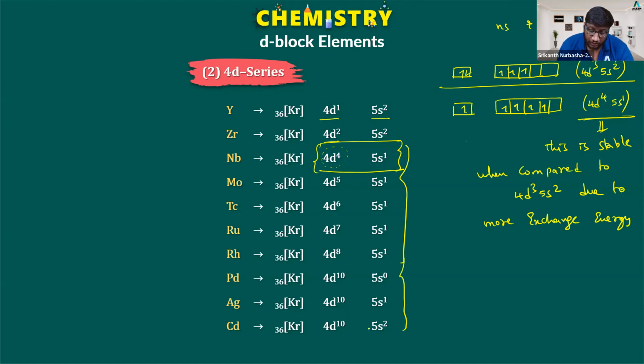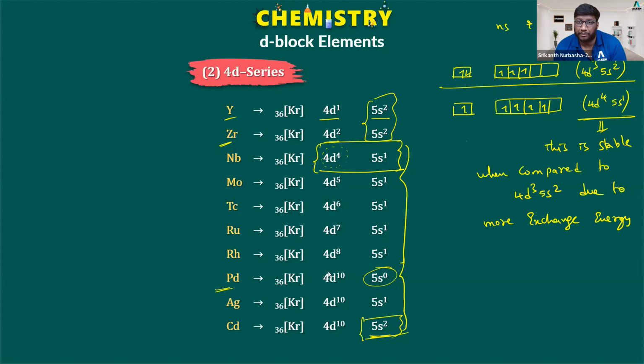Write down these electronic configurations of 4d series elements, where you have 5s2 in the first two elements and the last element only. Yttrium, you can remember like this: yttrium, zirconium will have 5s2. And the last element, cadmium, will have again 5s2. Remaining all will be having 5s1 except palladium. You don't go with the d electronic configurations.